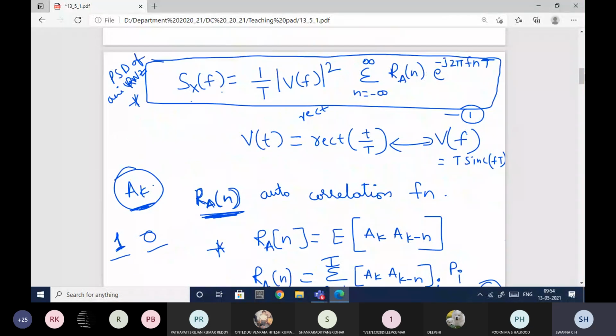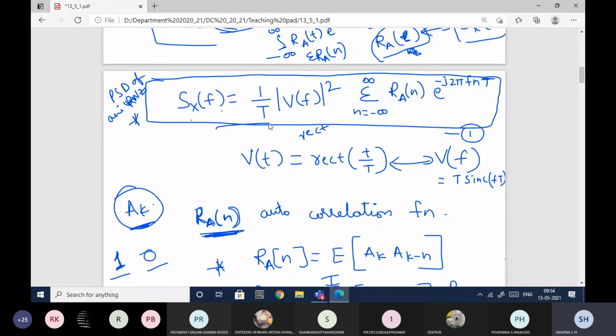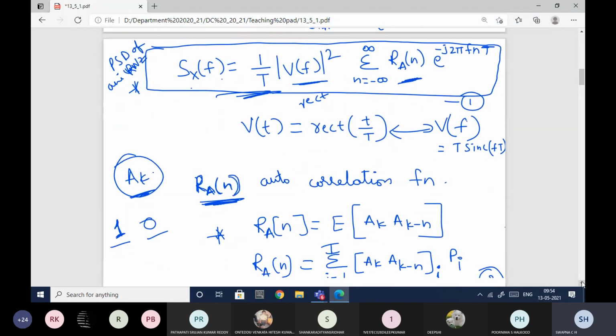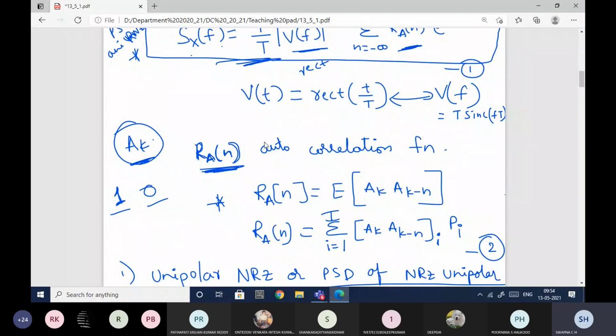So the general formula to calculate power spectral density is this equation. Here V of f is nothing but the rectangular function and Ra of n is nothing but the autocorrelation of the random variable ak. So you need the formula to calculate Ra of n, which is this formula: summation over i equal to 1 to I of ak minus n, ak, times pi. I is the number of products, this I indicates the number of products.